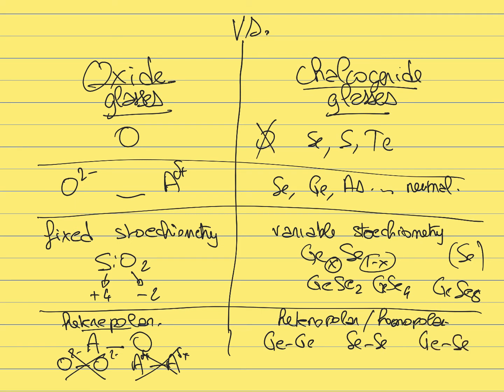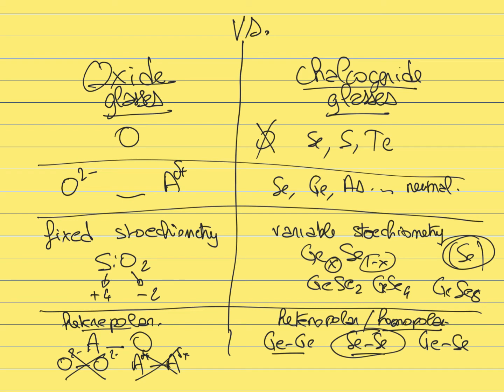Everything is possible. Certain bonds will be favored at the expense of others, but since the atoms do not have any charge, there is nothing that prevents the formation of selenium-selenium bonds, for example. If you take a pure selenium glass, then necessarily all the bonds will be selenium attached to another selenium. So those homopolar bonds are only allowed in chalcogenide glasses and would not be allowed in oxide glasses, where only heteropolar bonds are allowed. So those are some key differences.